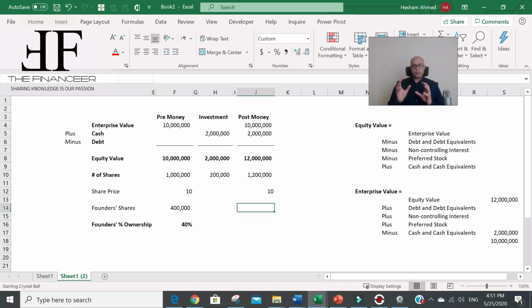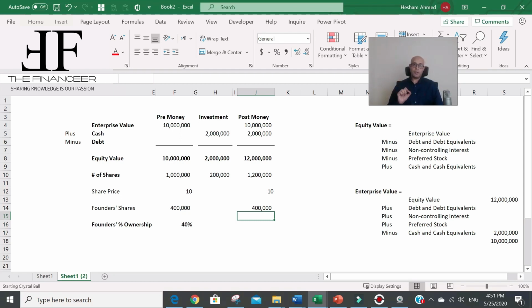How about the founder shares? The question here is, the founder shares outstanding, is it going to be changed? It was 400,000. Will it be the same 400,000 or something different? It will be the same 400,000, because actually he didn't sell from his shares, so he will have the same 400,000 shares. But how about his value? Is it changed? No, the value will be the same. 400,000 shares, the share price is $10, so he will have $4 million as a participation in the equity.